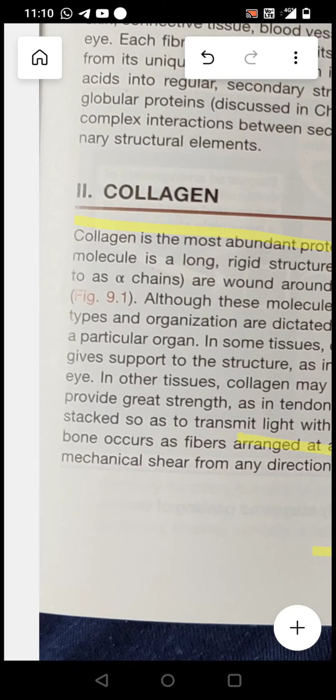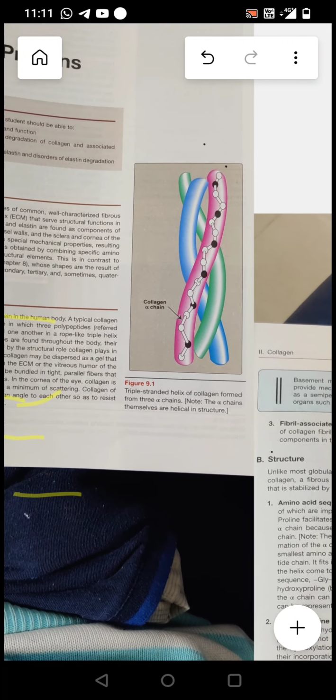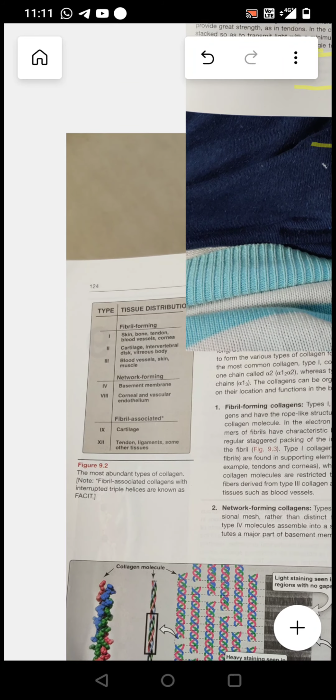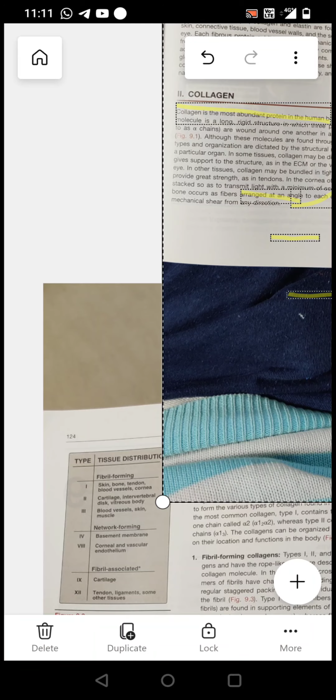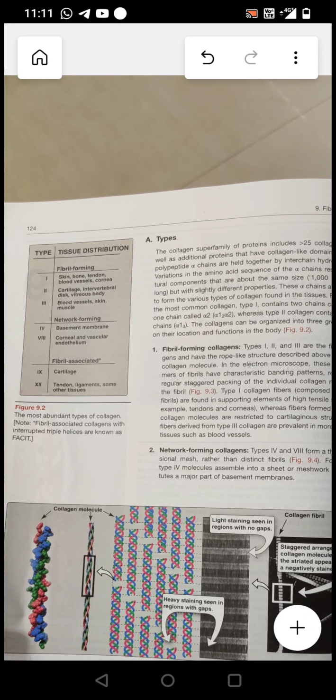Simple. This is taken from your Lippincott book. Wonderful book. I think all students should read Lippincott, right? Good. We will go to the second page of this book. Let me see where I have put it. I think I put it at the bottom. Yeah, it's right here. Let me move the first page out. And now comes the second page.